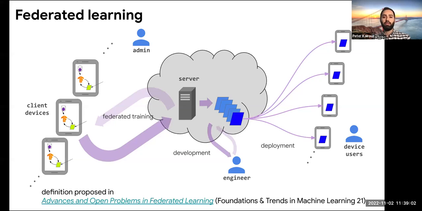The process is lengthy. It goes back and forth in many, many rounds, usually on the order of thousands of rounds. It takes days to train a model, and it can be combined with a lot of other technologies, as we will see in this talk. As Sahar mentioned at the beginning, you can read a lot about this paradigm in Advances and Open Problems in Federated Learning, which recently appeared in Foundations and Trends in Machine Learning.